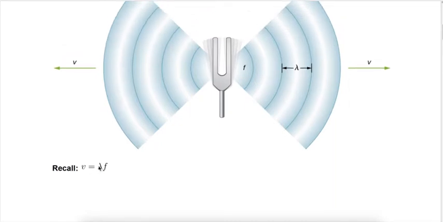Lambda is our wavelength. That would be the distance from one high pressure to the next, or the distance from one low pressure to the next. Frequency is how fast this thing is vibrating in hertz, cycles per second. So if this thing were vibrating at 440 times per second, that would be an A note. And v is our wave speed, lambda is our wavelength.